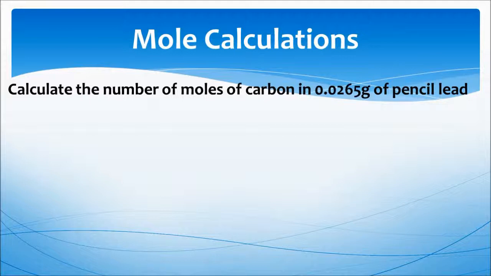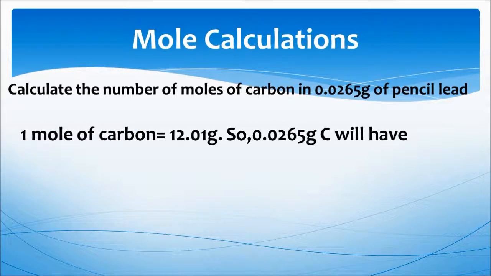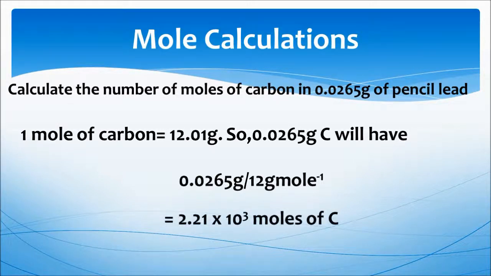In this example, you are asked to calculate the number of moles found in a particular mass of carbon found in lead pencil. Here we know that 1 mole of carbon will weigh 12 grams. Therefore, if you only have 0.0265 grams of carbon, then you will have 0.0265 divided by 12 to give you the number of moles in that given mass of carbon.